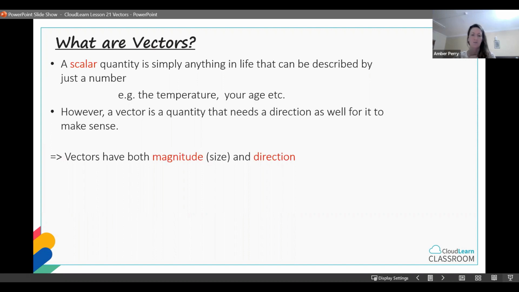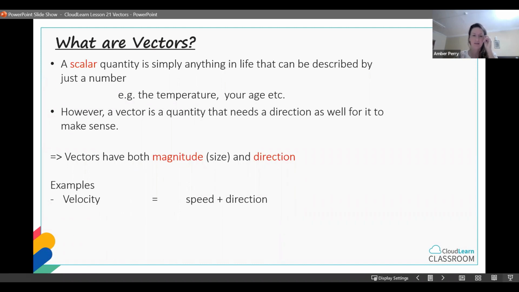And magnitude is the word we use for size. So we'll be looking at how to calculate their magnitude, but it just means how big the vector is, the size of it, and its direction as well. So for example, velocity. You probably have heard of velocity. It's a little bit different to speed. Speed is just telling us how fast something is going. Velocity tells us both the speed and the direction, okay?